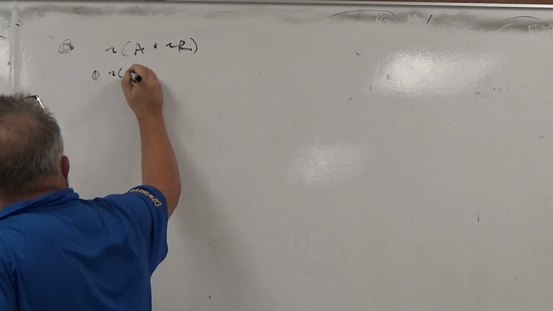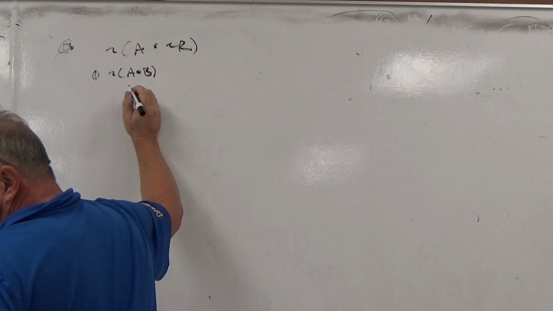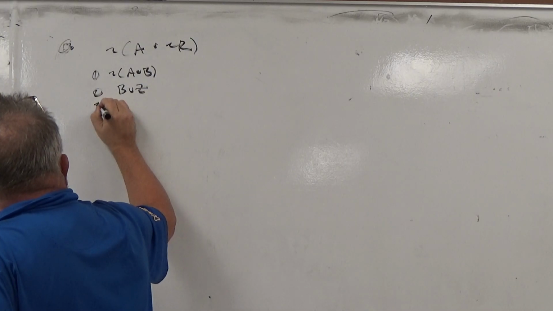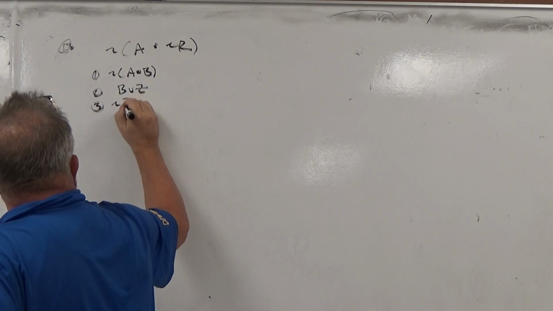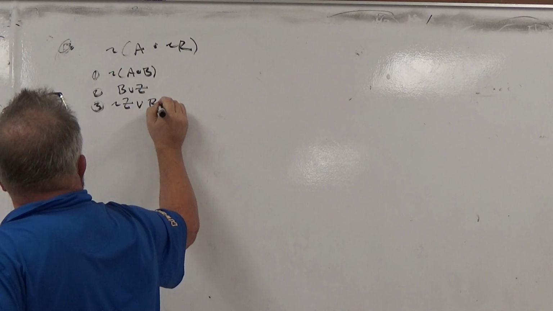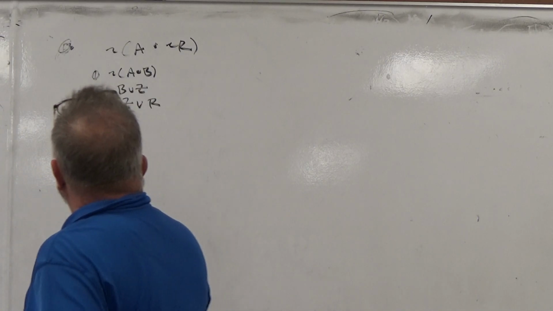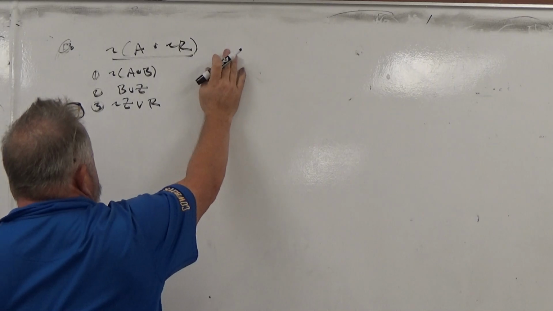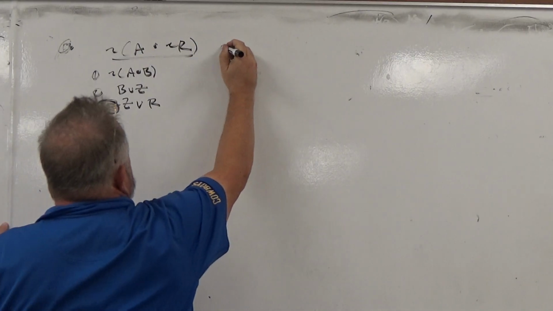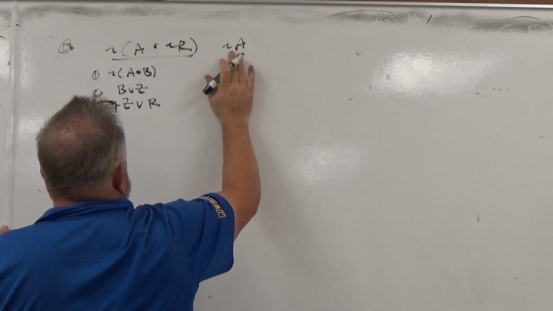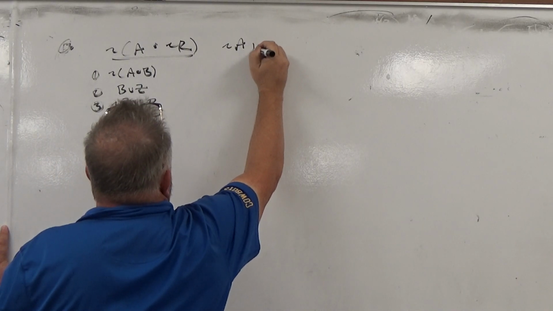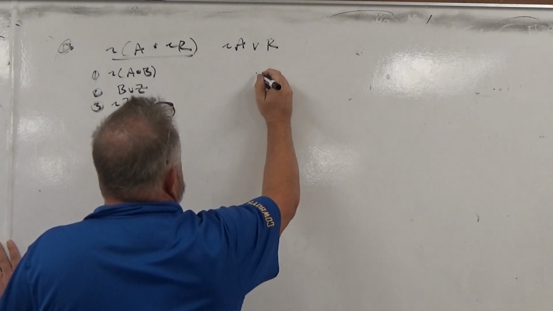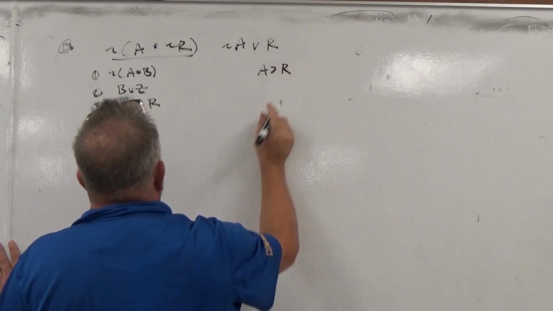And I have not A and B. 2 is B or Z. 3 is not Z or R. I'm just gonna make a mental note. I'm gonna do De Morgan's on this. What I'm really looking for, or this is the same as that, is not A or R. Not A or R, which is also the same as if A, then R.